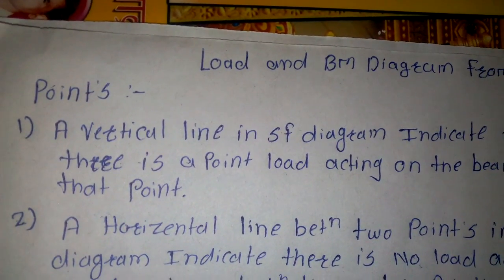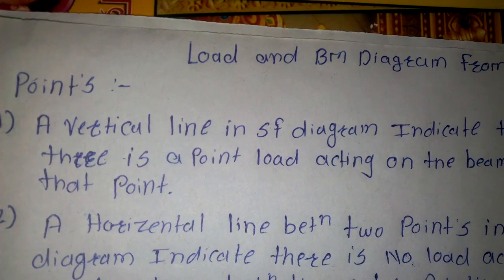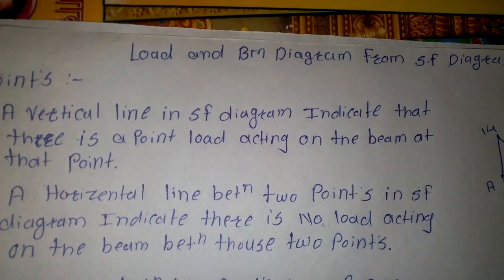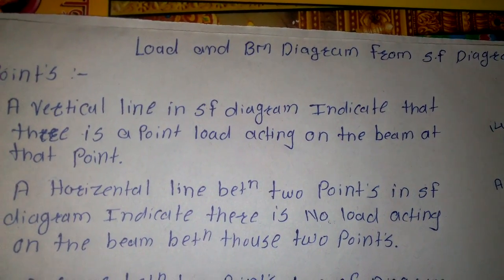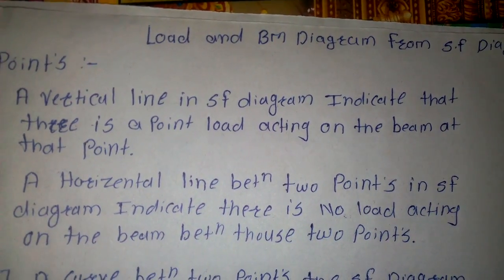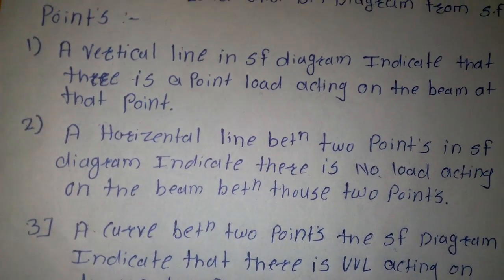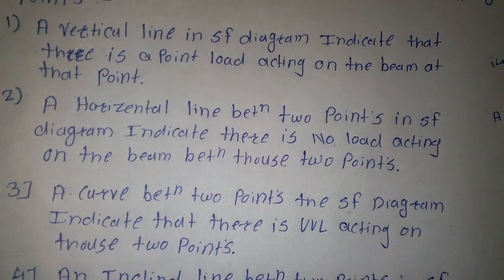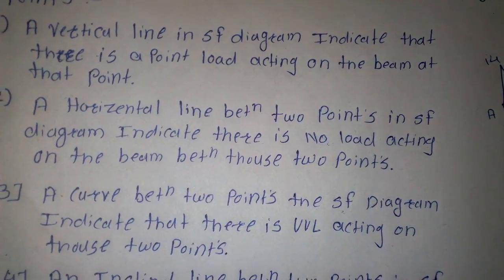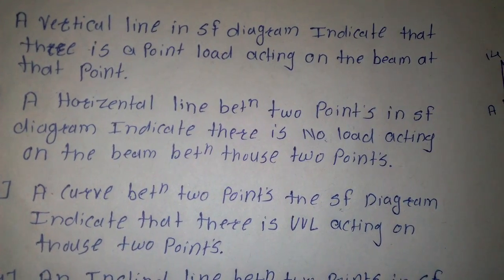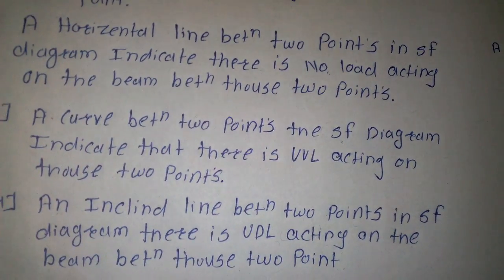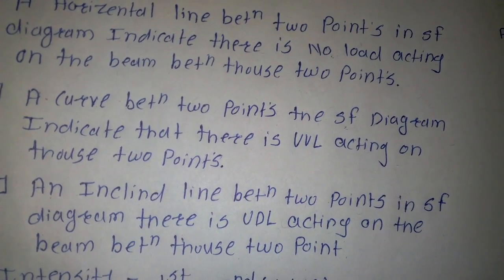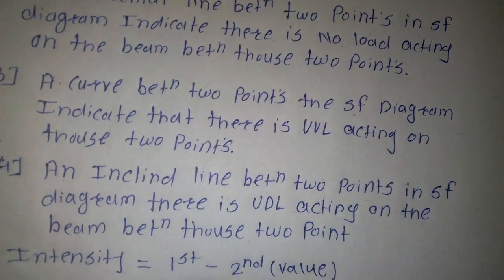First point: a vertical line in a shear force diagram indicates that there is a point load acting on the beam at that point. Second point: a horizontal line between 2 points in a shear force diagram indicates there is no loading acting on the beam between those points. Third point: a curve between 2 points in the shear force diagram indicates that there is a UVL acting on those 2 points.